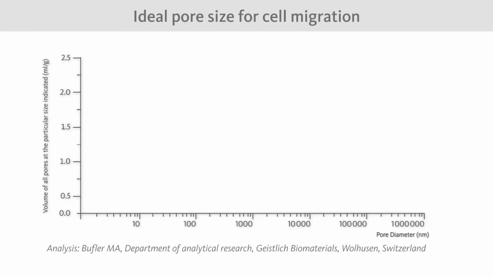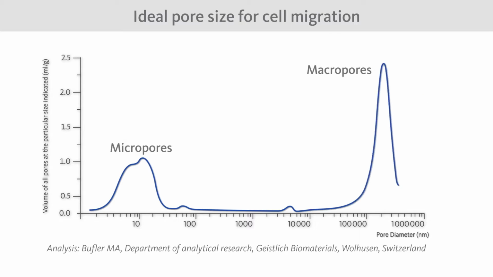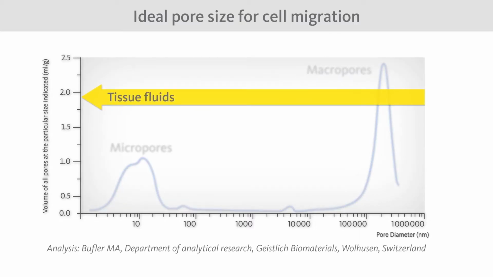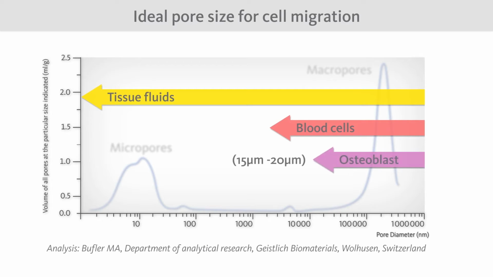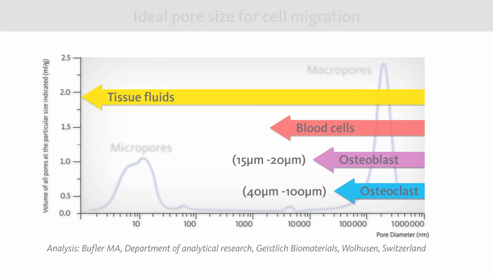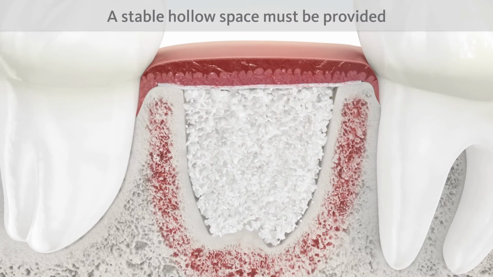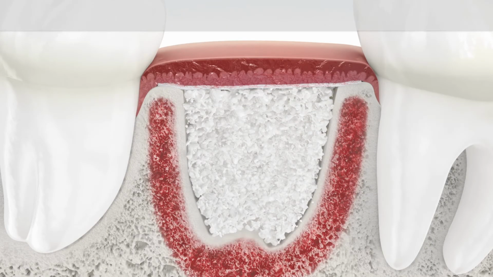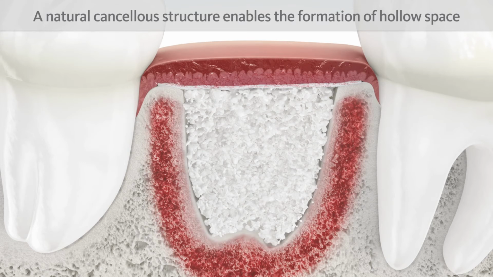The dimension of the naturally grown micro and macropores in Geistlich Bio Oss allows for a pervasion with blood, cells, and messenger substances, and thus efficiently supports the ingrowth of bone-forming cells and the infiltration of new blood vessels. A natural cancellous structure creates an optimal volume of hollow space within the graft.